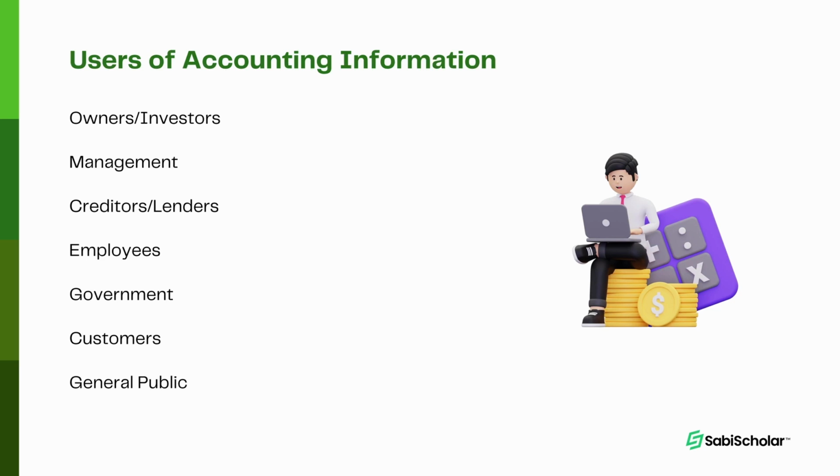Now, the government. Why does the government need accounting information? To ensure compliance with tax laws and regulations. The government wants to know that, yes, you are paying your taxes, you're complying with the tax laws, and you are complying with the tax regulations, you're complying with everything that you have to comply with.